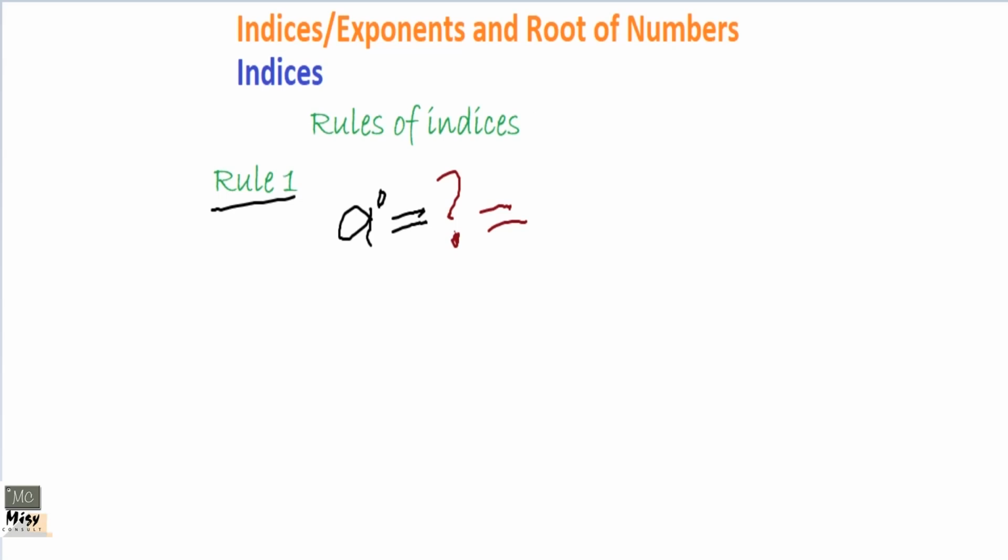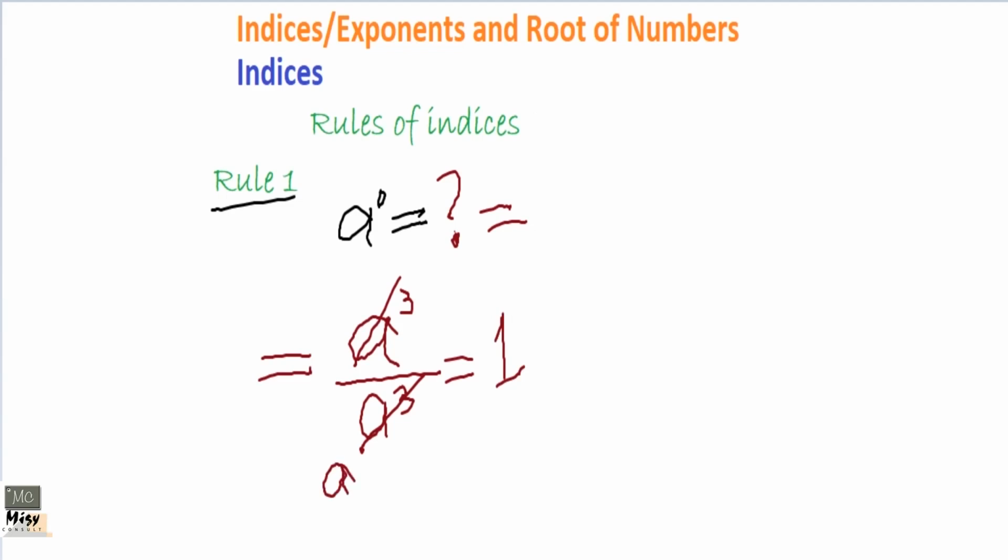Now, power 0. Let's use division. A raised to the power 3, and I'm dividing it by a raised to the power 3. When I cancel, I get 1, right? So a raised to the power 3 divided by a raised to the power 3 is equal to 1.